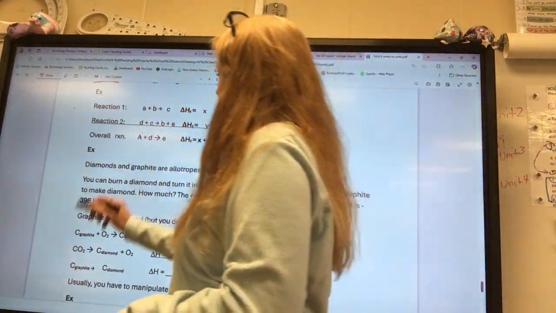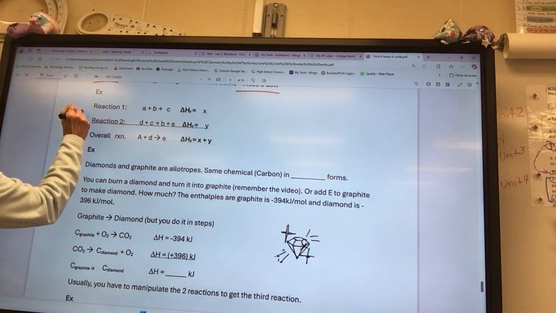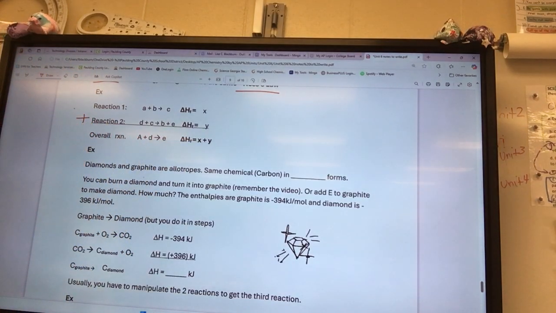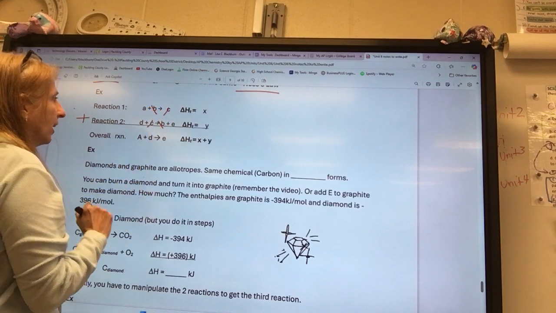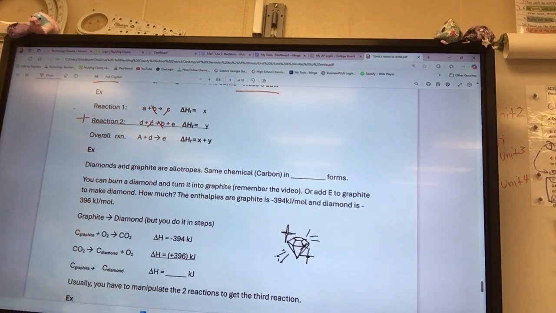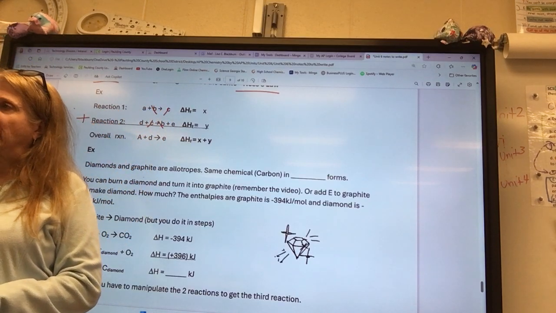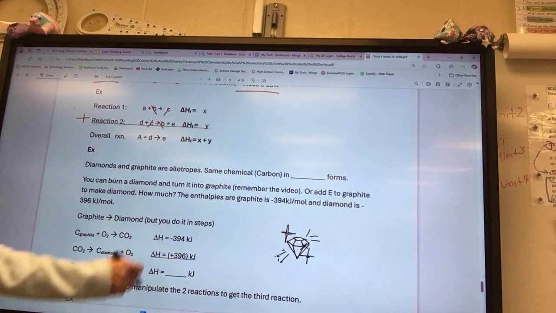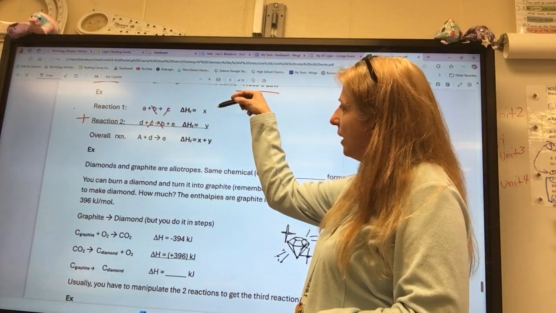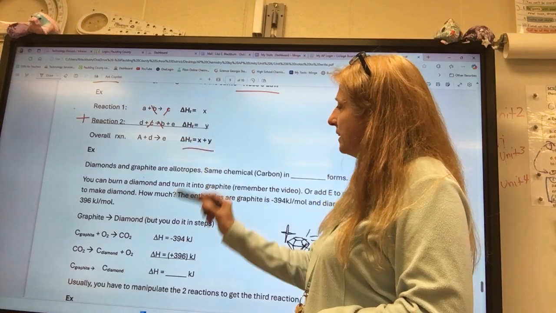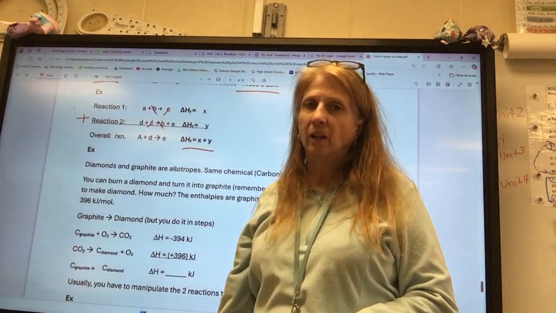So here's an example. We have reaction 1, reaction 2, and we get the overall. And we learned last time you add them up and you mark out things that are on both sides. So I can mark out those. So I could add those two together. Everybody remember that from last unit? And then I can also add up the heat. So I would take the heat of X plus the heat of Y makes the heat of XY.